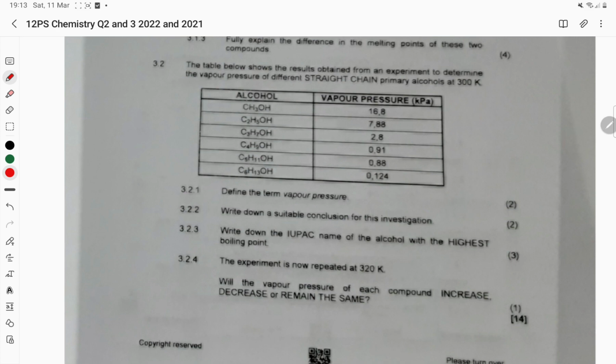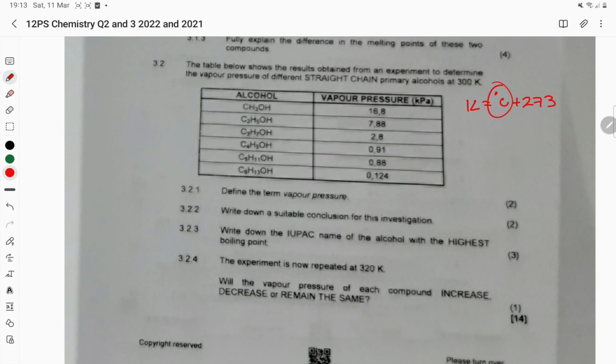Okay, looking at 3.2 now. It shows us the vapor pressure of straight chain primary alcohols at 300 Kelvin. It's like 20 something degrees. Just remember, Kelvin is equal to degrees Celsius plus 273. So probably about, oh, what's the maths here? What's that, 27 degrees? Okay, anyway.